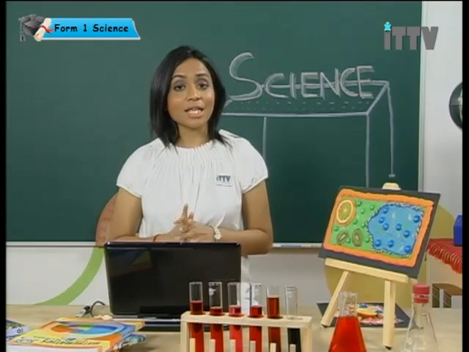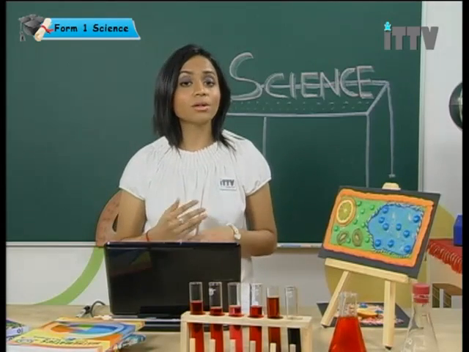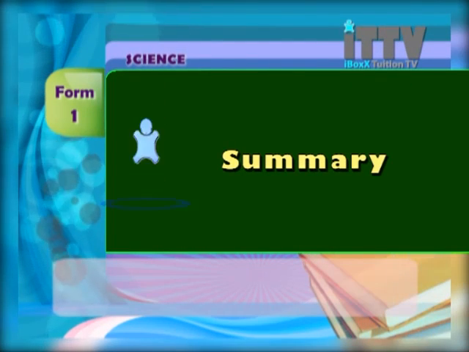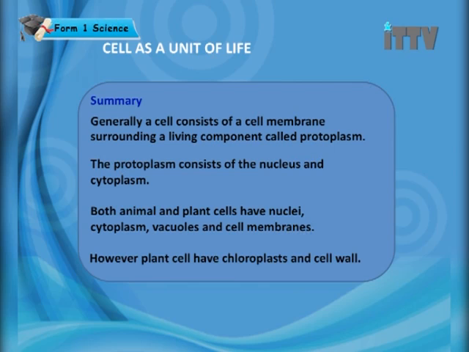So, before I end, as usual, let's do a quick recap or a summary on today's lesson. Generally, a cell consists of a cell membrane surrounding a living component called protoplasm. So remember, when you remember cell, is cell membrane and protoplasm. The protoplasm consists of the nucleus and cytoplasm. Both animal and plant cells have nuclei, cytoplasm, vacuoles and cell membranes. However, plant cells have chloroplast and cell wall.